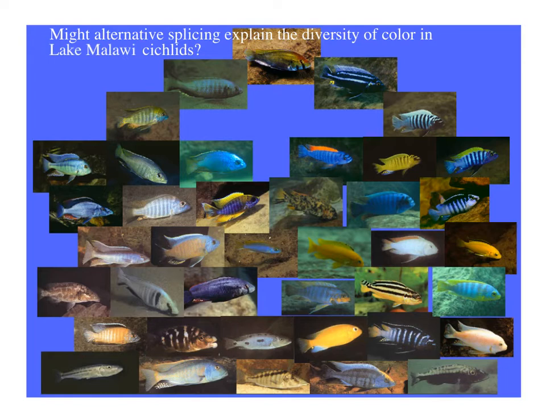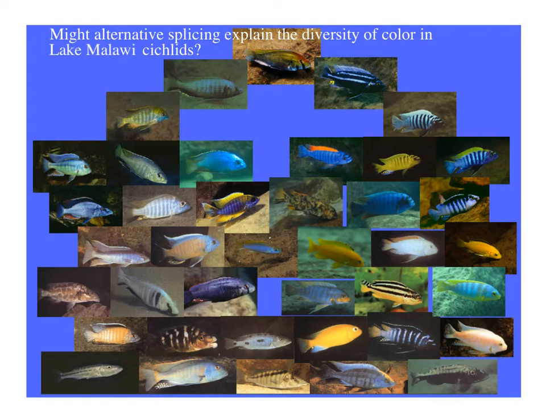These are all very closely related species of fish, really closely related. If you look at their genes, they're very, very similar in sequence, but look at how diverse their color patterns are. Different colors, different types of stripes. Some of them have vertical stripes, bars, they're called, vertical bars, horizontal stripes.